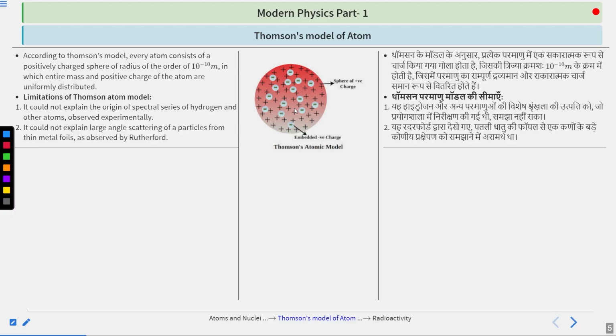Thereafter, it could not explain large angle scattering of alpha particles from thin metal foils as observed by Rutherford. So these two were the main limitations of the Thomson atomic model.